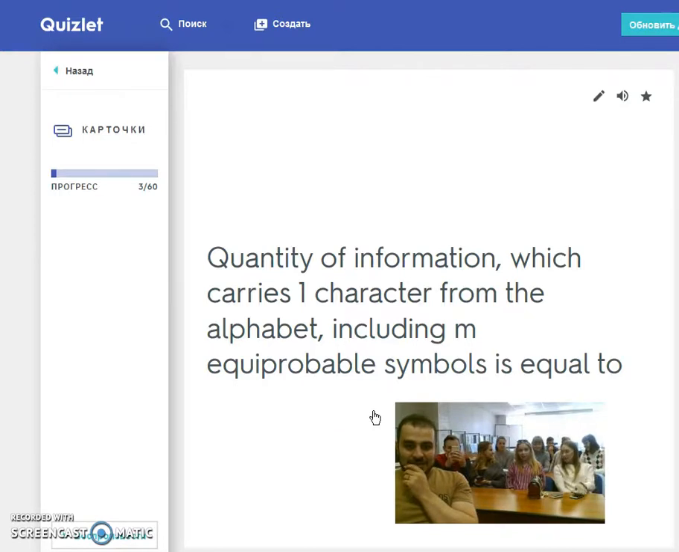The quantity of information which one character from an alphabet containing m equiprobable symbols carries is equal to L = log m.